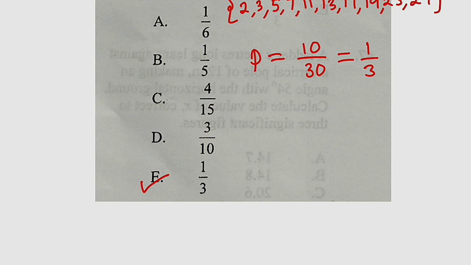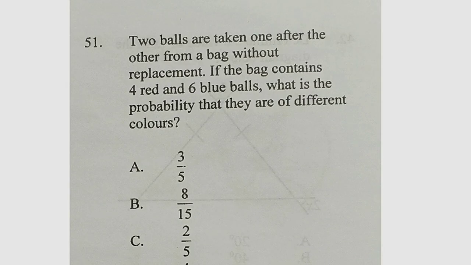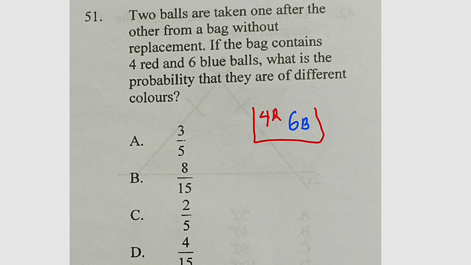Now let us move on to question number 51. Question number 51 reads, 2 balls are taken one after the other from a bag without replacement. If the bag contains 4 red balls and 6 blue balls, what is the probability that they are of different colors? All right, suppose we have a bag like this, and it happens that we have 4 red balls and 6 blue balls inside. We are going to draw out 2 balls without replacement.